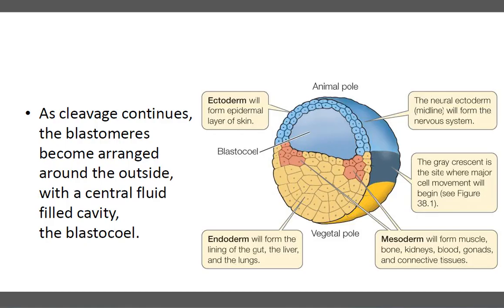Now, the difference between a morula and a blastula is the presence of a cavity called the blastocele. The blastocele contains fluid secreted by the blastomeres. You would notice again in the animal pole, the blastomeres are smaller. In the vegetal pole, the blastomeres are larger. Here, we have color-coded the different blastomeres to indicate the fate or the future of each portion of this blastomere.